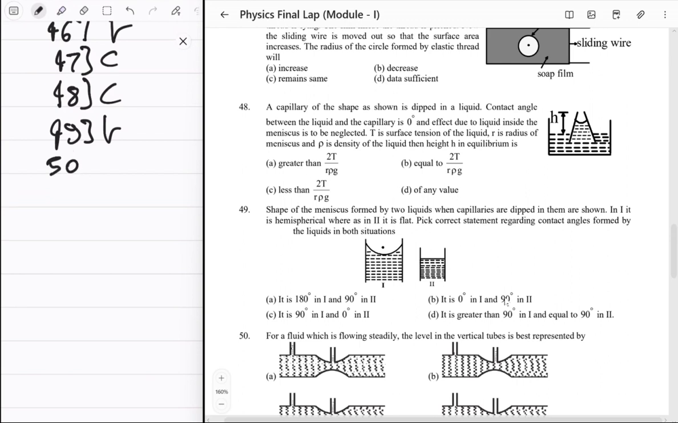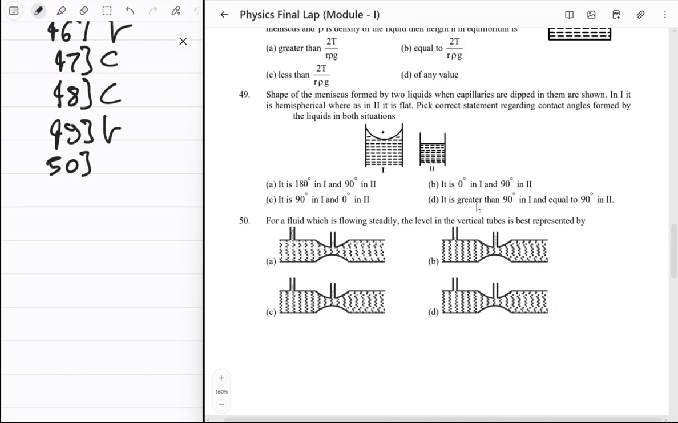50. For fluid which is flowing steadily, the level of the vertical tube is best represented by steady flow fluid, हाँ? Of course. So यहाँ पे velocity ज़्यादा रहेगी, so center से यहाँ तक का जो height है इसमें भी less, hydrostatic pressure कम होता है, right? और similarly यहाँ पे बड़ा रहेगा, which makes sense, क्योंकि उन लोगों ने वही किया है. Yes. कम velocity ज़्यादा pressure. और ये तो इन लोगों ने सेम कर दिया, just not correct.